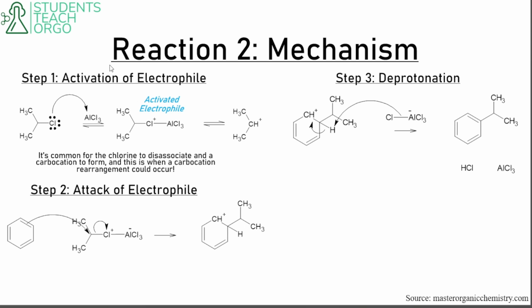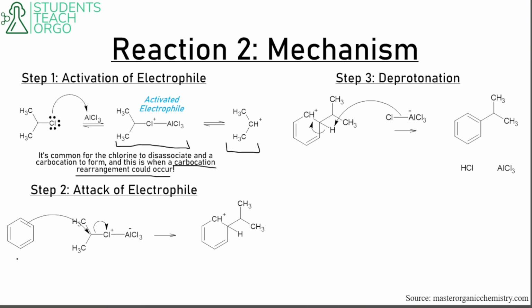Let's look into how this works. The mechanism is as follows. First, the chlorine attached to your alkyl chloride is going to attack your aluminum, and you're going to get this activated electrophile. At this point, it's common for the chlorine to dissociate, and you can form this kind of carbocation, with the weakly associated chlorine. This is where your carbocation rearrangement can occur. So you have to be careful. This is the point where it could occur.